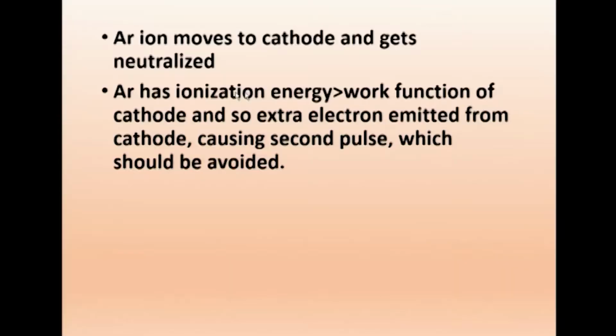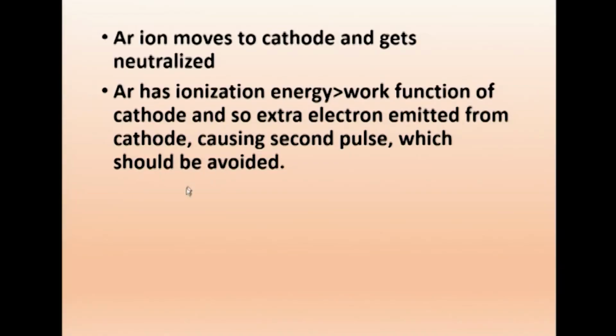Because we want to count how many alpha particles are entering, maybe alpha or beta or gamma. Suppose I am imagining an alpha source is there. I want one particle, one pulse; second particle, second pulse. That is what we require. Now, because of this work function problem, the ionization energy is larger than the work function, so this will go and produce an extra electron without an alpha particle entering, which will be a wrong count. Only one alpha particle has entered, but this will give a double pulse. That is what we said, causing a second pulse, which should be avoided.